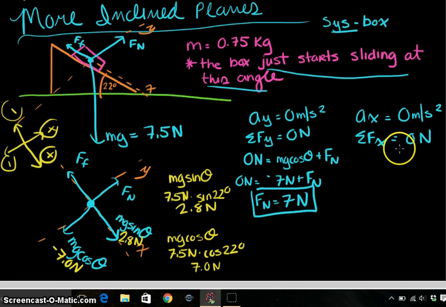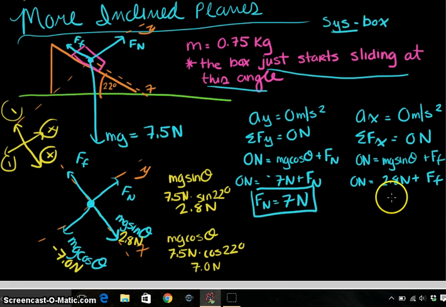Next thing we can find is we can think about what is going on in the x direction. So I can sum up the forces in the x direction. I'd be summing up mg sine theta plus the frictional force. And I was able to find mg sine theta to be 2.8 newtons. So this means that if I subtract 2.8 newtons from both sides, I would find that my frictional force is negative 2.8 newtons.